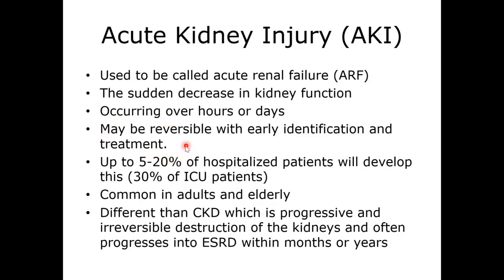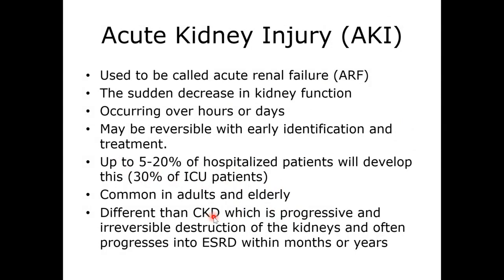That's why we want to pick up on this, which we're going to talk about the symptoms. We want to pick up on this pretty quickly because it is reversible up to a certain point. After a certain point, many people lose their kidneys because interventions weren't initiated in a timely response. Up to 5 to 20% of hospitalized patients will develop this. Look at this: 1 out of almost every 3 patients in the ICU gets some type of acute kidney injury. This is something we deal with in the ICU frequently. It's common in adults and elderly.